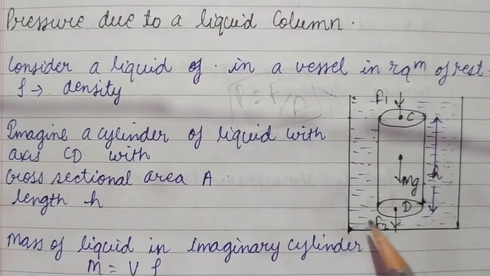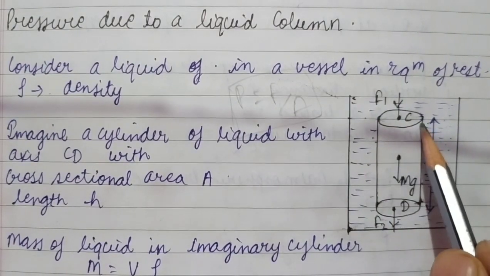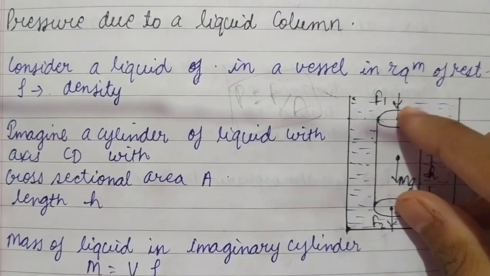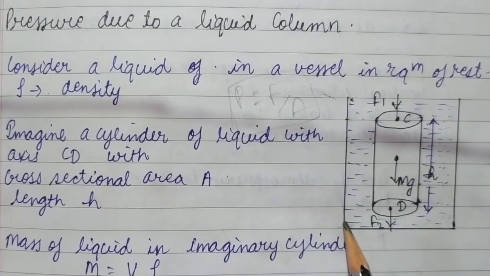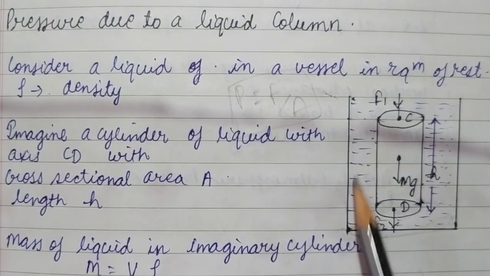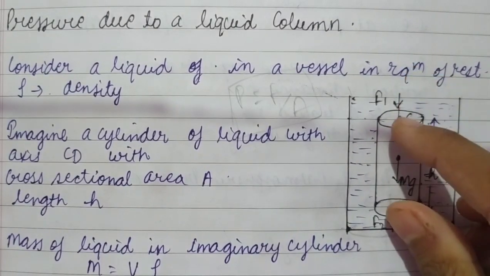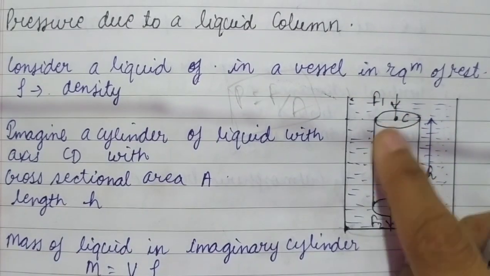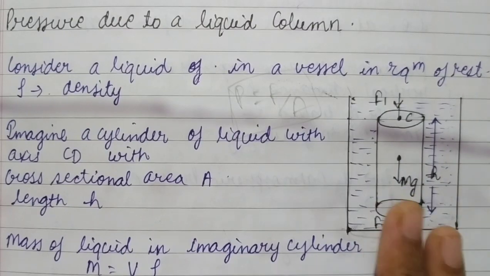Let us consider that this is a substance in the form of a cylinder, and it is put inside the liquid. Consider a beaker filled with some liquid, and this cylinder is placed in the liquid at an equilibrium position. That means the cylinder is not moving; it is stable inside the liquid.